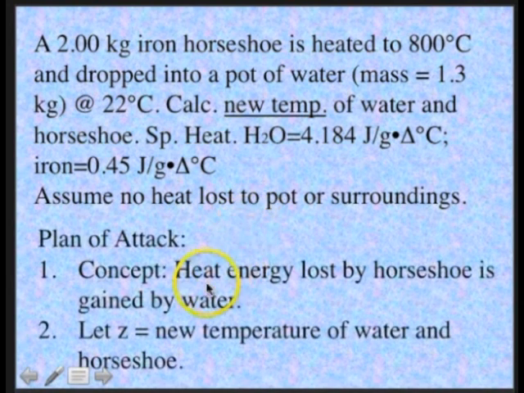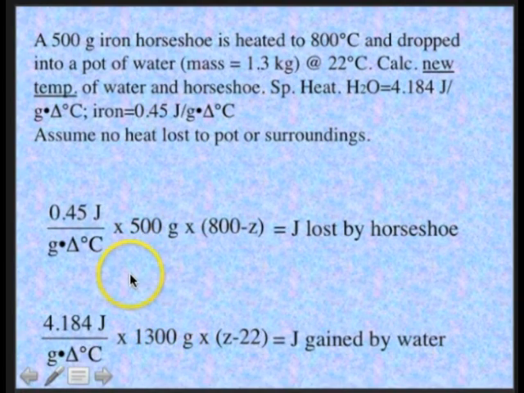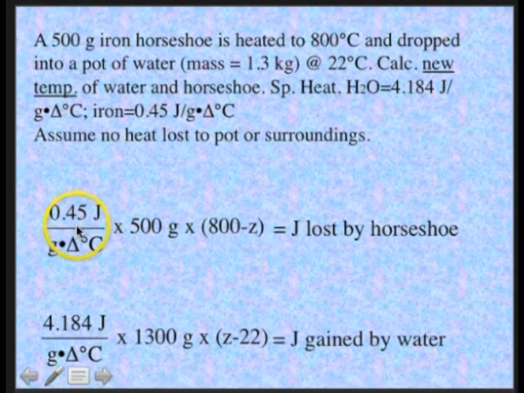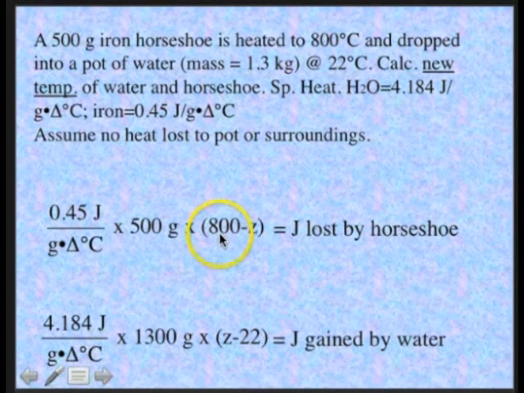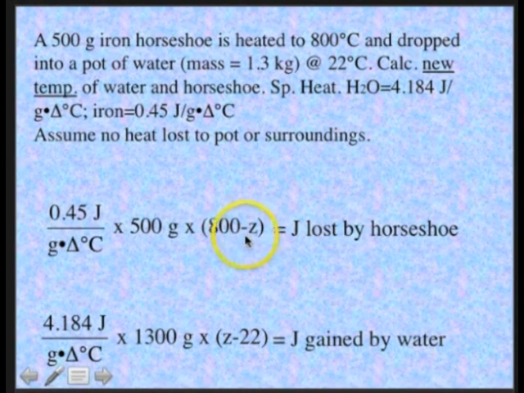So here's our plan of attack. The concept is, again, heat energy lost by the horseshoe is gained by the water. So I'm going to let Z equal the new temperature of the water and the horseshoe. I'm going to solve this algebraically, and it would look something like this. 0.45 joules per gram delta degree C times 500 grams, and that's the mass of the horseshoe, and the specific heat of the iron of the horseshoe, times 800 minus Z would be the change in temperature. And we do it this way because Z, the new temperature, is less than 800. The horseshoe's cooling down. And we always want a positive for this change in temperature. So it's going to be 800 minus Z equals the joules lost by the horseshoe.